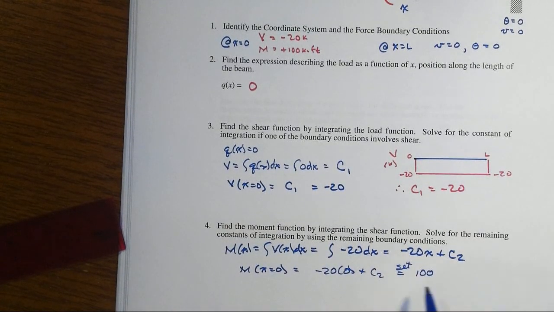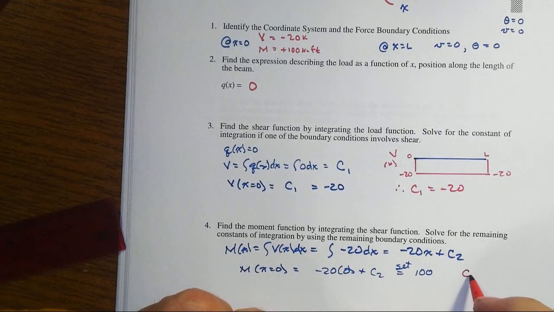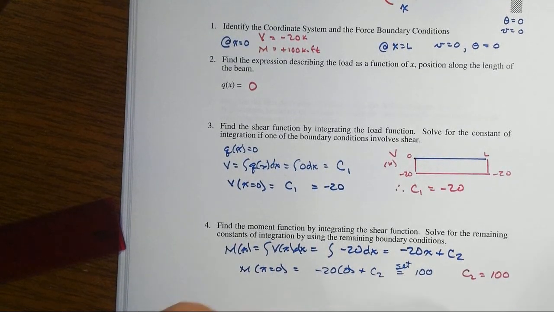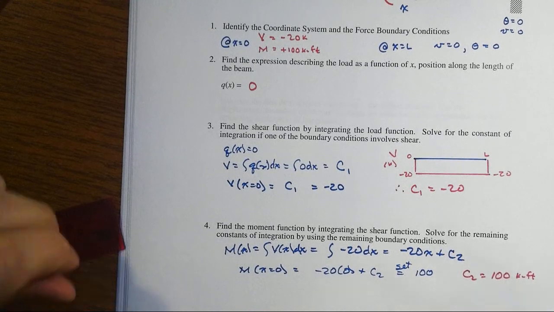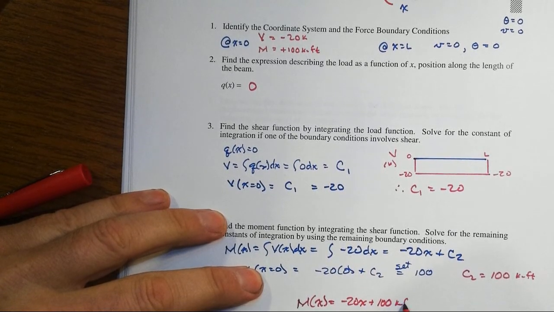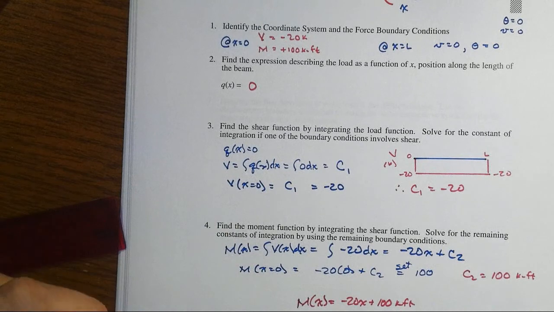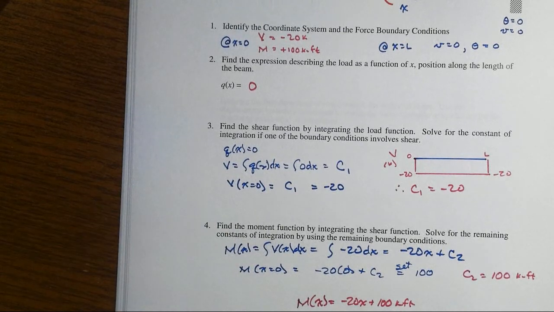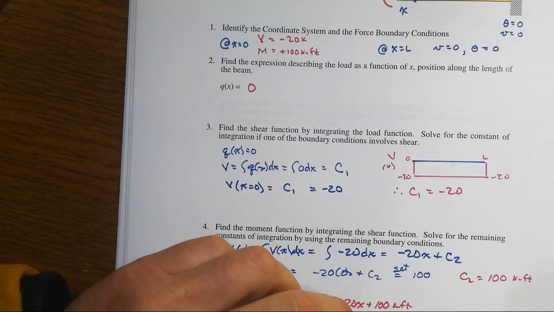So therefore, evaluating that, we find out that our second constant is equal to a plus 100, or in this case actually kip feet. Right? And so finally, that means our moment function is equal to minus 20x plus 100 kip-feet. And if we were to draw that out, of course it's just the equation of a straight line.